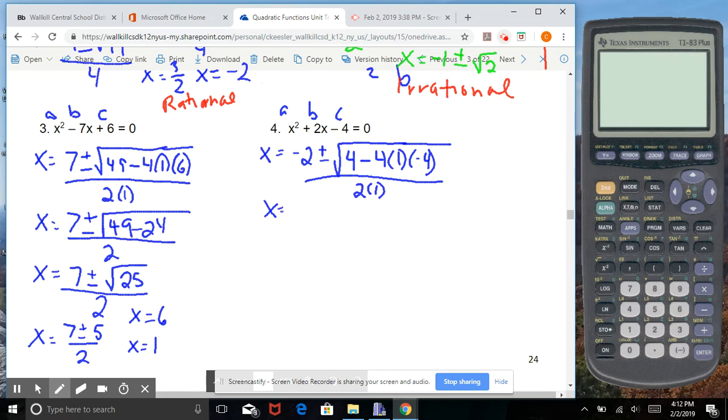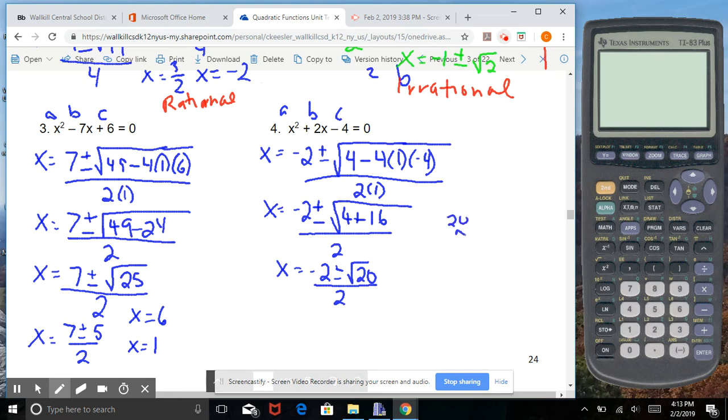Bring it down, x equals negative 2 plus or minus the square root of 4 minus a negative, actually 4 minus, I'm going to change that to plus because it's a negative times a negative, so 4 plus. 4 times 1 times 4 is going to be 16, all over 2. Bring that down, x equals negative 2, make sure you hold on to that negative sign, plus or minus the square root of 20 divided by 2. Now, right away, I can tell that this is going to be irrational roots because 20 is not a perfect square, so we have to simplify that.